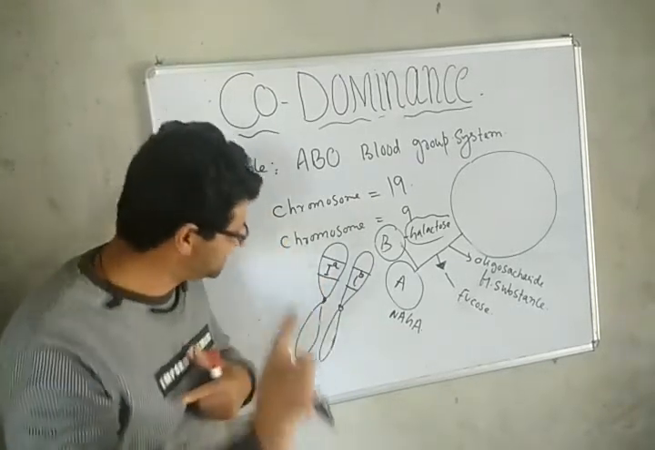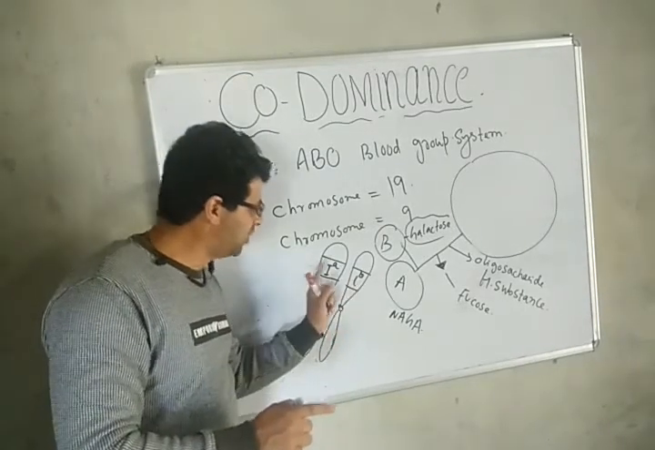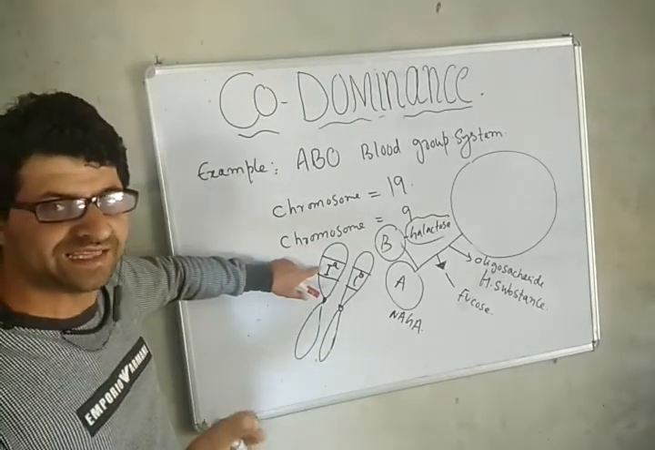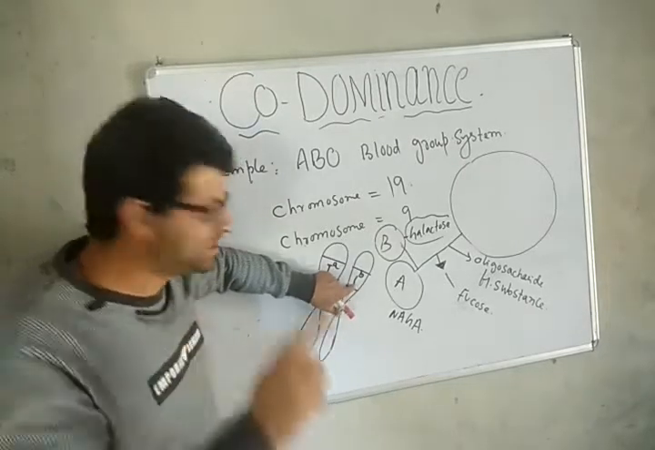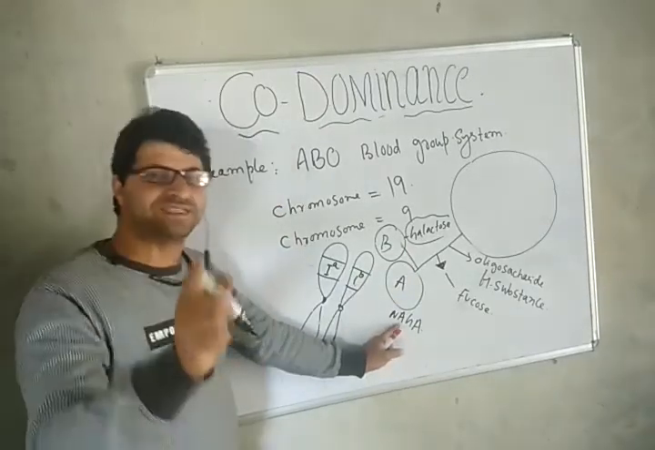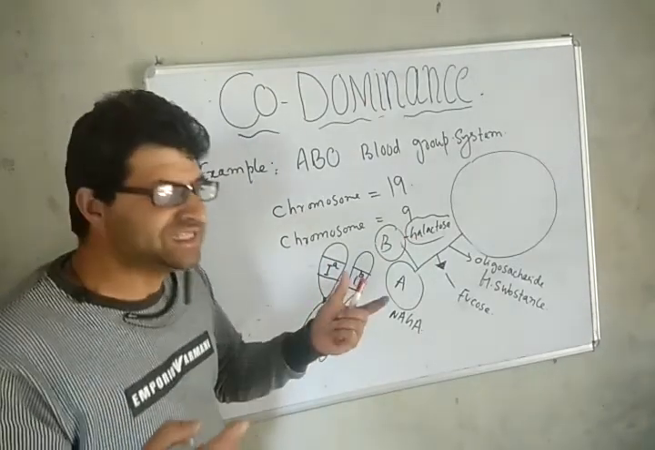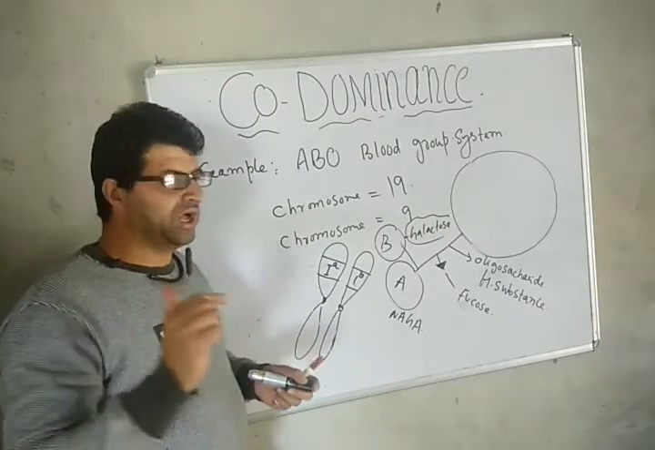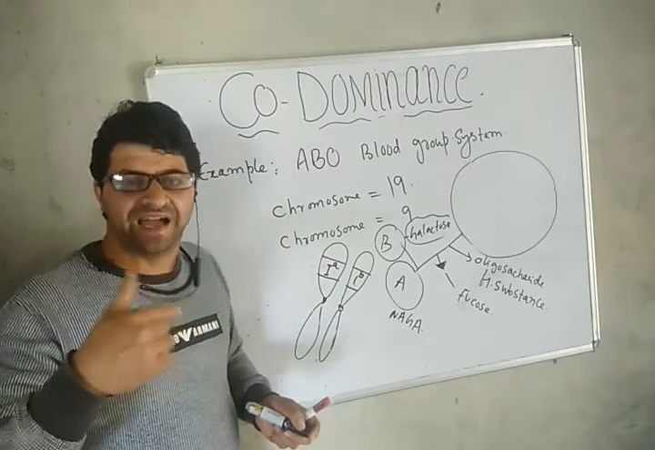So in a single individual, two alleles are found on homologous chromosome number 9, which we designate as IA and IB. Both alleles make their respective phenotype expressions. That is, they are making the N-acetyl glucosamine, and they are making the galactose. This is one of the examples of what we call codominance. And the next example we will be taking in the next video.